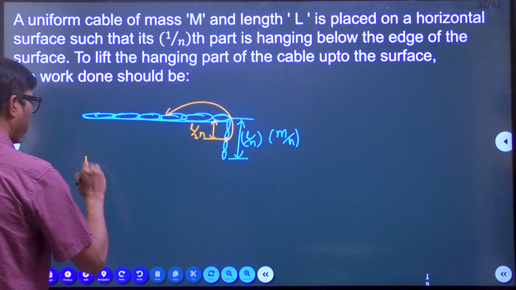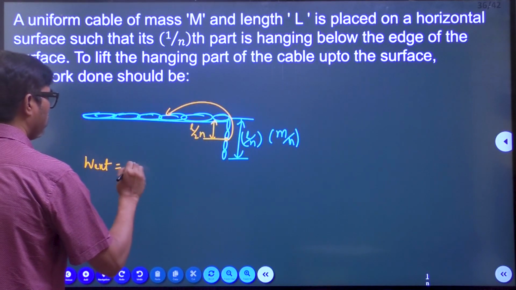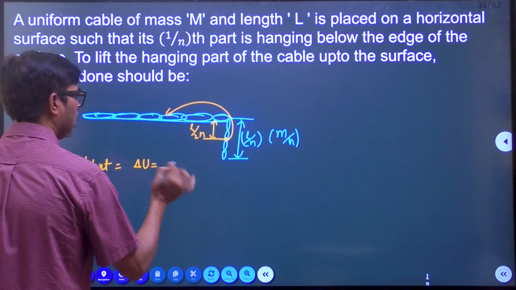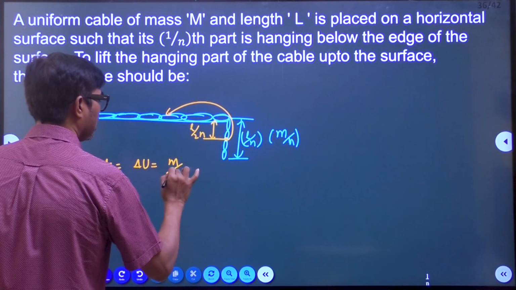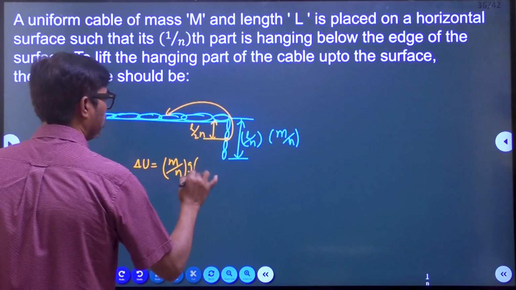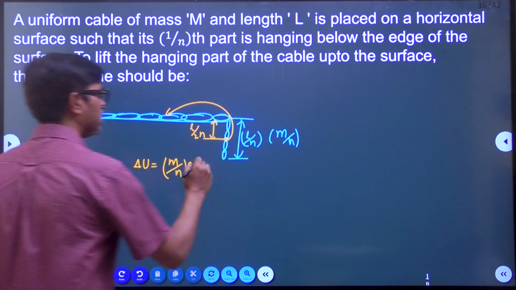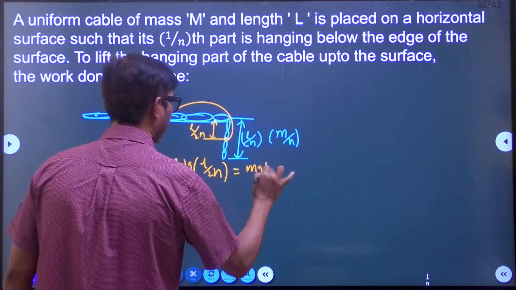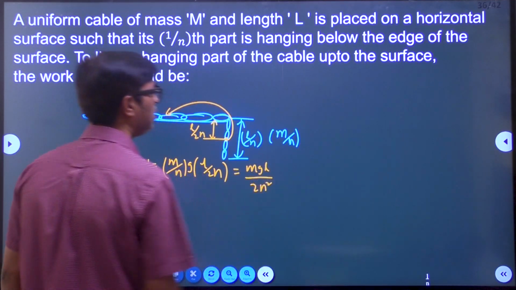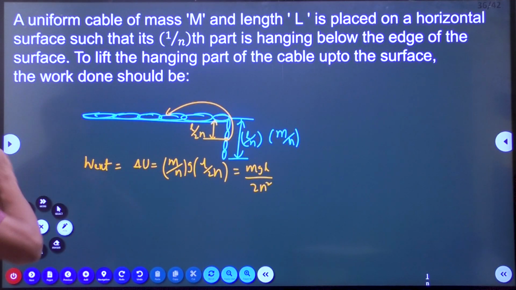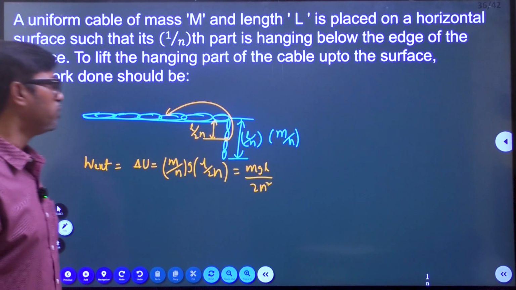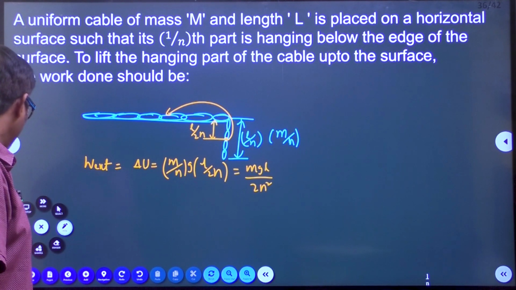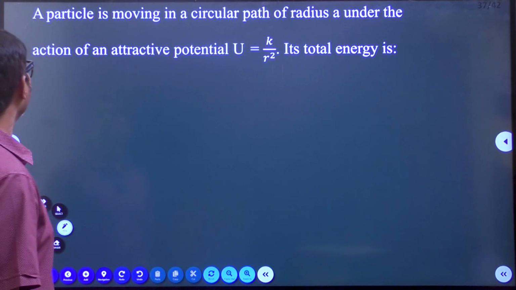So the work done by that external agent will be equal to the increase in potential energy. That is, mass is m/n, into g, into the height raised by the center of mass, which is L/2n. And so you will get mgL by 2n squared. That is the work done that's needed to pull it up onto the table. That's a very straightforward problem. I hope you understood that. Let's go to the next problem.